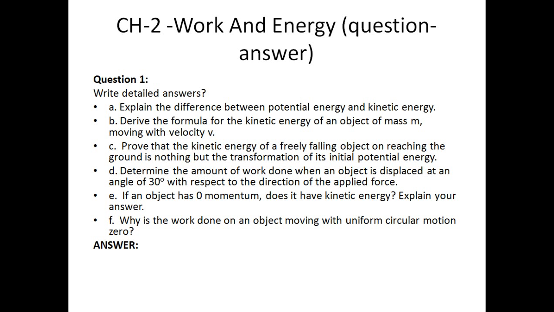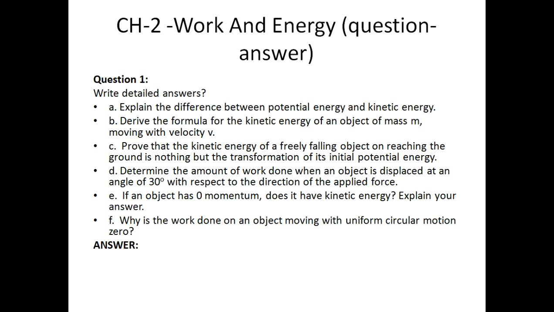Question A was to write a detailed note and explain the difference between potential energy and kinetic energy. The second question was to derive the formula for the kinetic energy of an object of mass m moving with velocity v. And C, prove that the kinetic energy of a freely falling object on reaching the ground is nothing but the transformation of its initial potential energy. So we covered up to this in the last class.